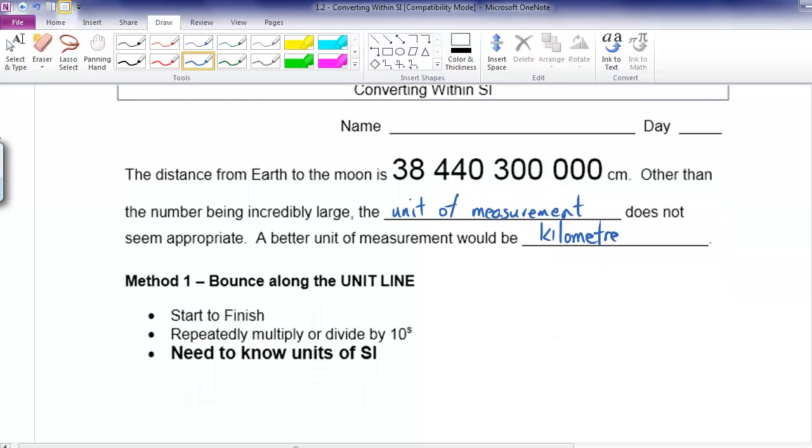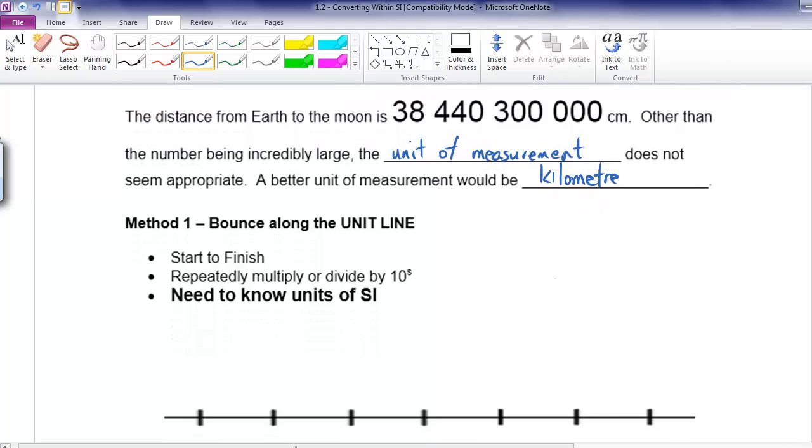Now, when we convert in between units of measurement in the metric system, we're going to look at two methods. Method number one is bouncing along the unit line. You may learn to multiply like this in elementary school. It's a nice method, it's pretty straightforward, and it always works. In doing this method, all you really have to worry about is where you start and where you finish.